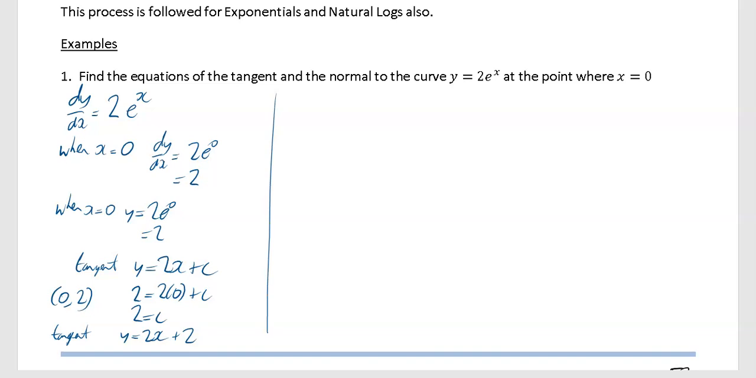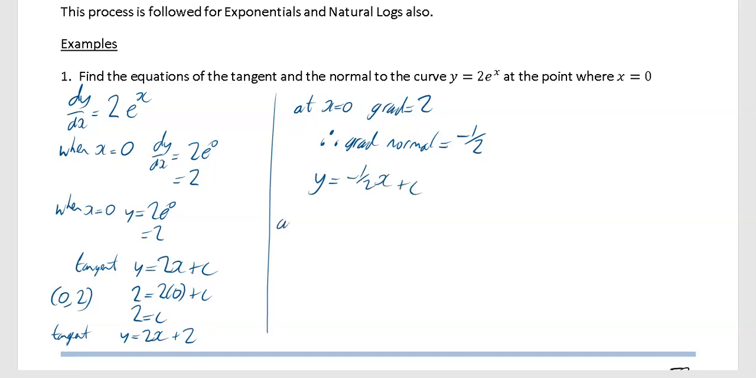Okay, for your normal, just say at x equals 0, your gradient is equal to 2. Therefore, your gradient of your normal is equal to the negative reciprocal of that, so it's going to be minus 1/2. So your normal is y is equal to minus 1/2 x plus c. And then we have to sub in the point 0, 2. So that's going to be y value is 2, x value is 0.